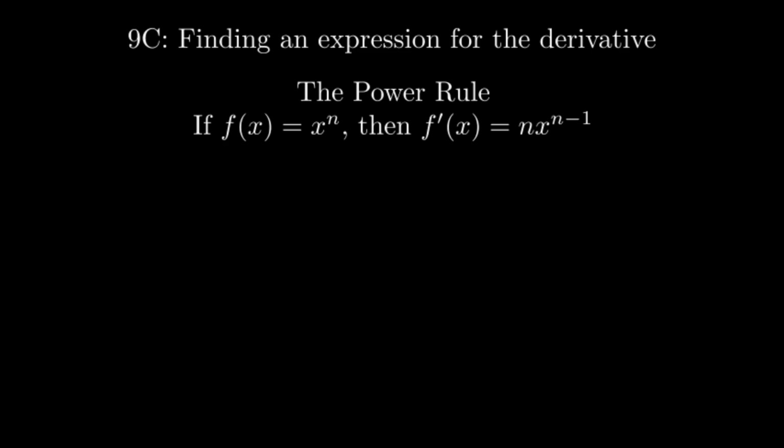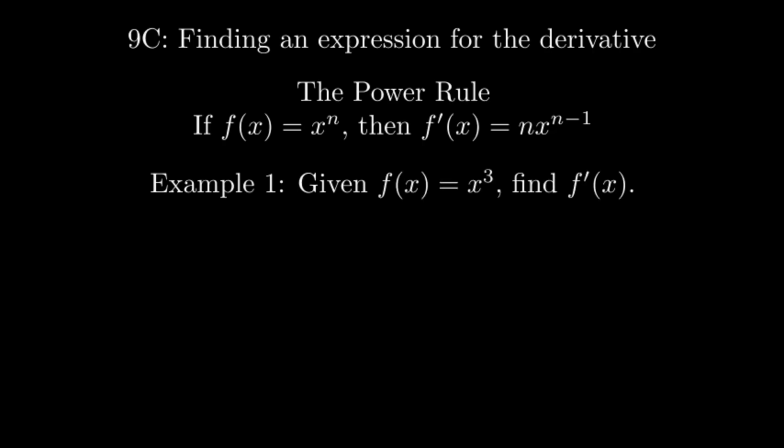Let's break that down. There are two steps. You bring the original power, n, down to the front as a multiplier. Then, you create a new power by subtracting 1 from the original power. Let me repeat that. Bring the power to the front, and reduce the power by 1. Let's see this in action.